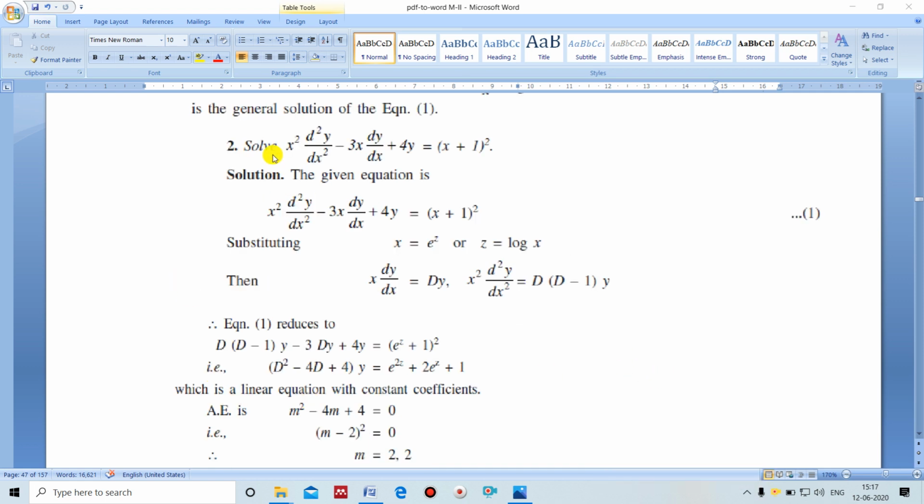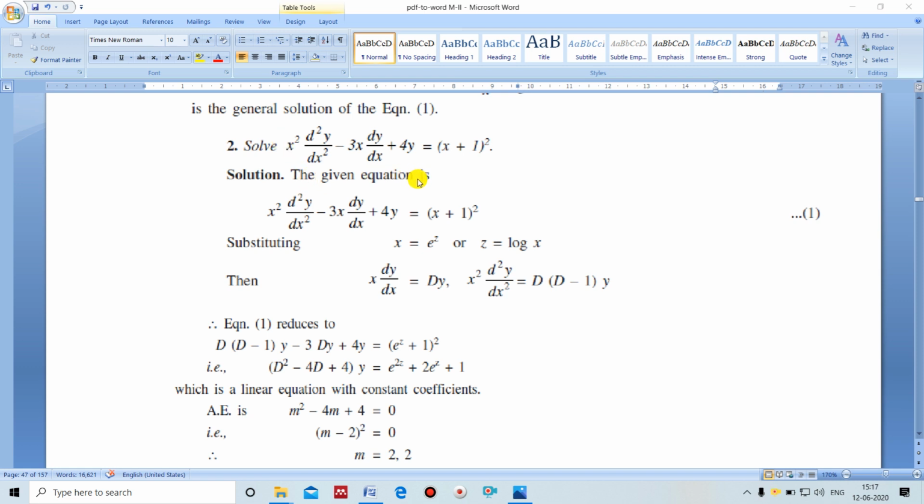Let us solve one more example. x² d²y/dx² - 3x dy/dx + 4y = (x + 1)². So it is in the form of x^n D^n. If it is in this form, it is a Cauchy's linear differential equation.